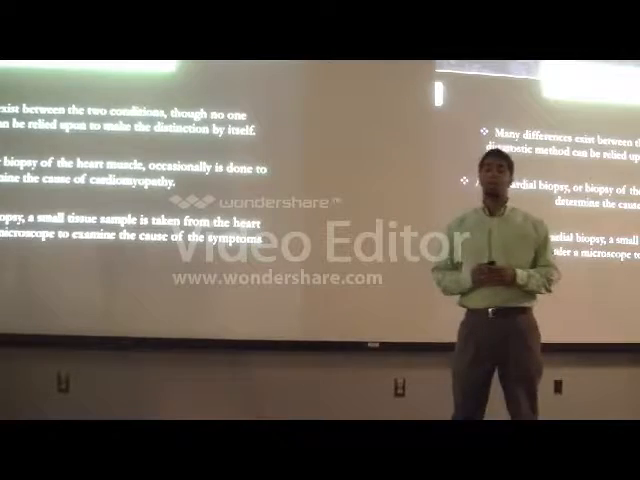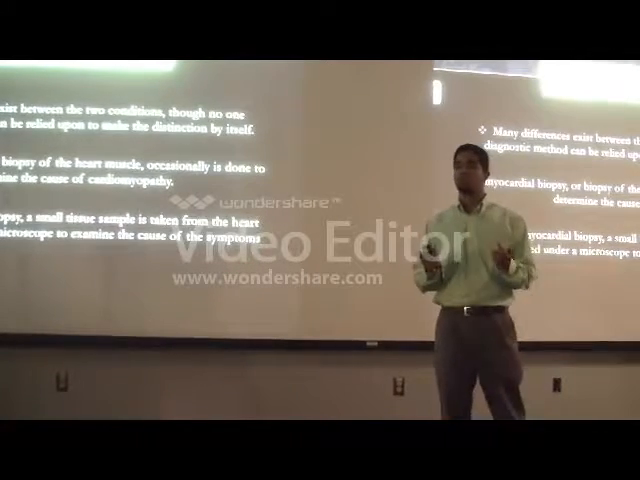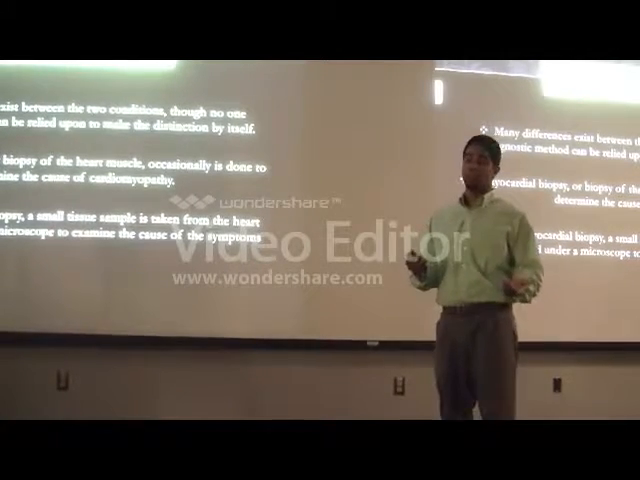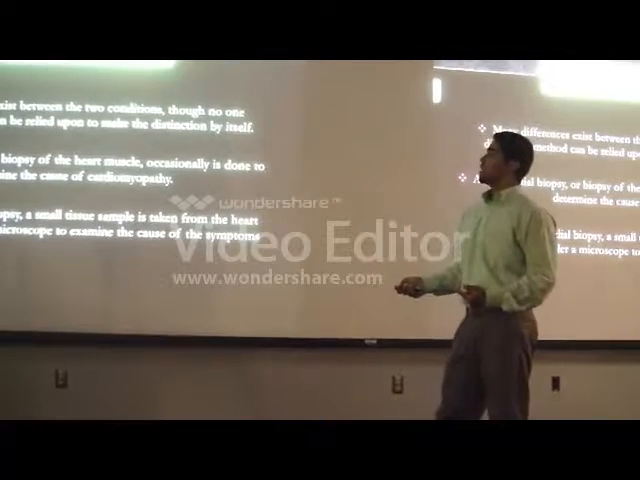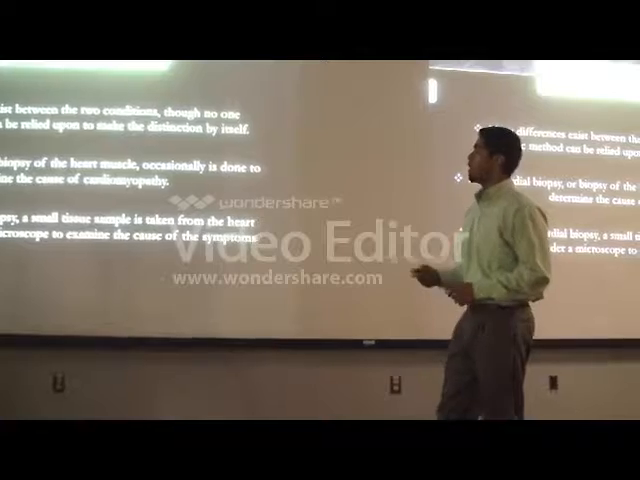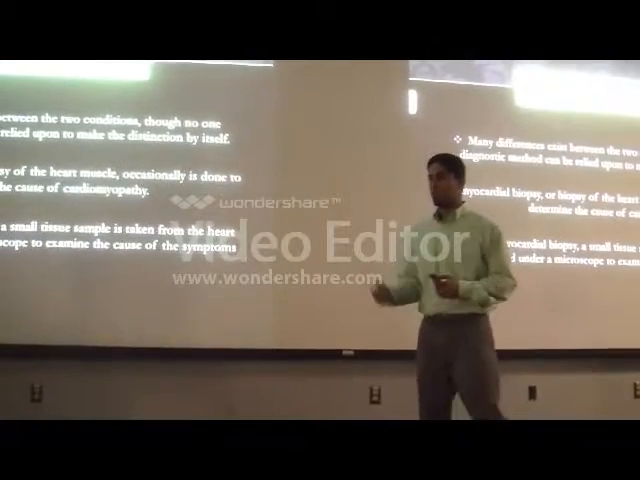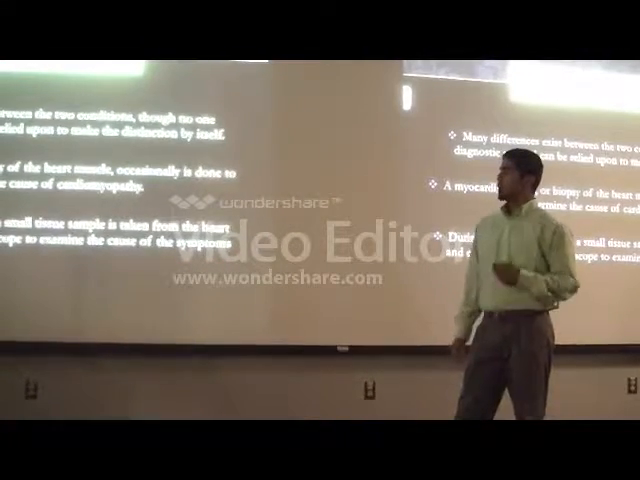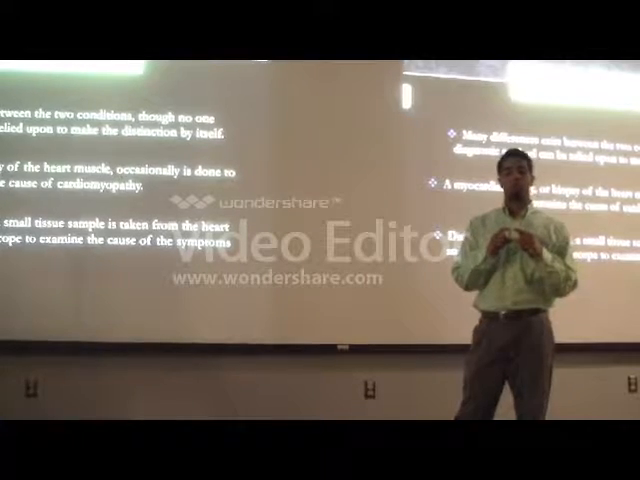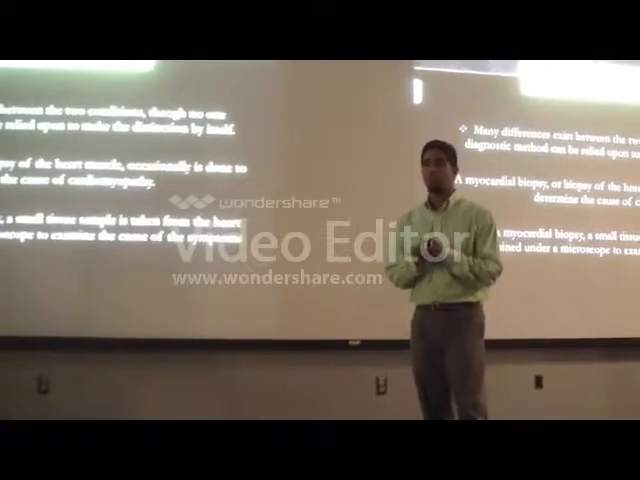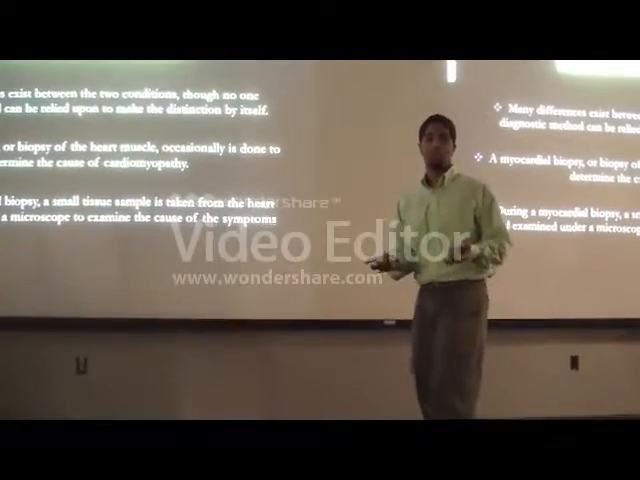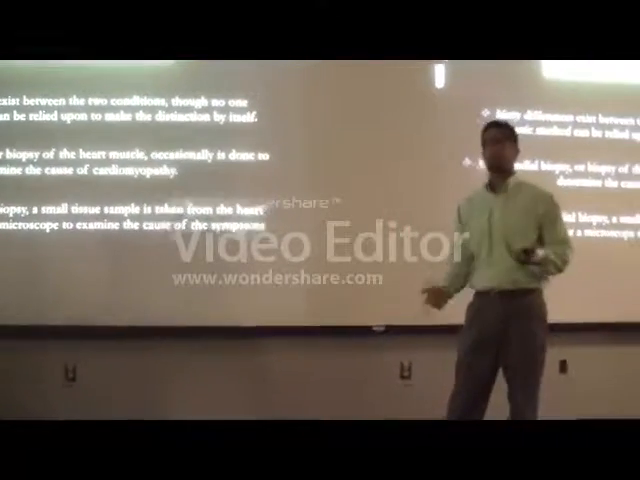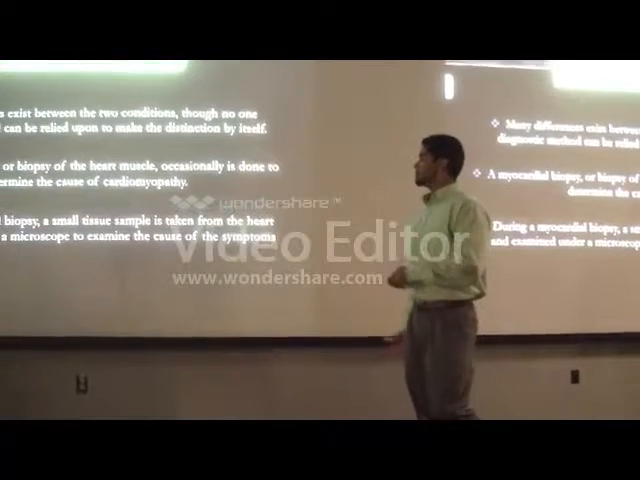There are, but no one diagnostic method can be used. You can't just run one test and say, oh, that's one or the other. You have to run a variety of tests. I'm going to show you a slide with all those. A myocardial biopsy, or a biopsy of the heart muscle. Kevin talked about this, touched on it earlier. They basically take a small tissue sample from your heart, and they examine it under a microscope to determine the cause of your symptoms. And that's how they tell if you have restrictive cardiomyopathy or constrictive pericarditis.